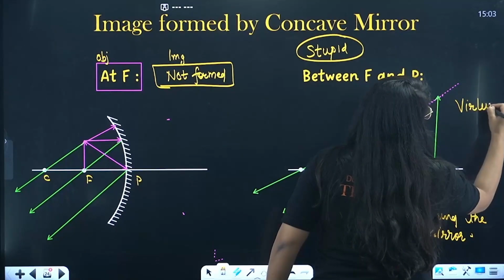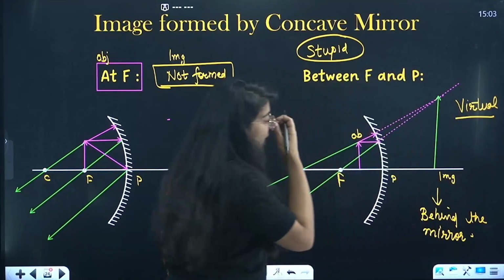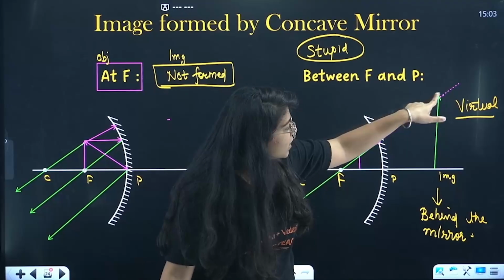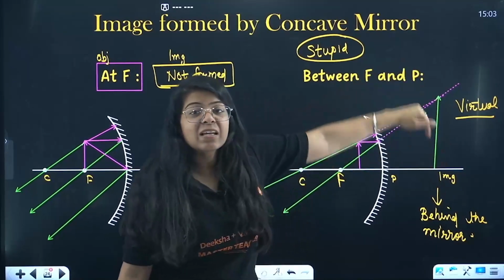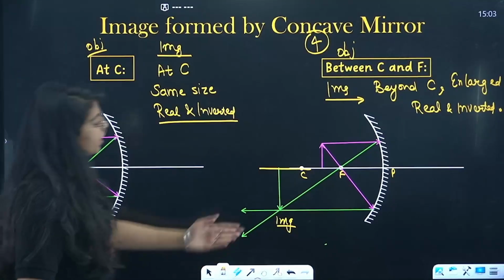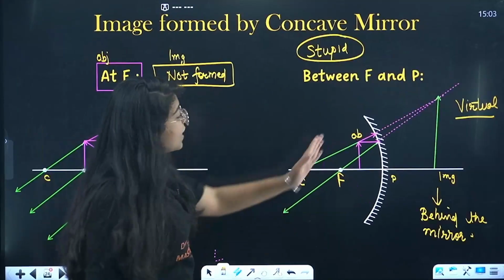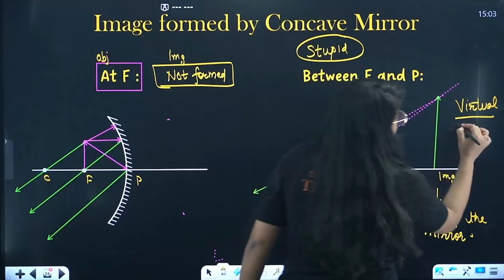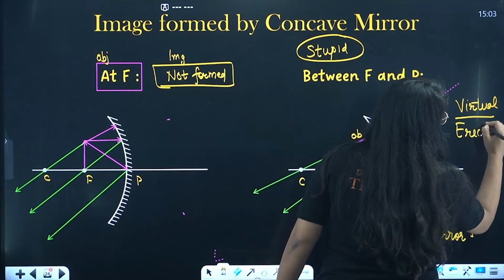And you see, from the top of this arrow, these rays are meeting on this head. So it is an erect image. It is not inverted like these. It is a straight image, right? Straight heads up image. So that is called your erect image.